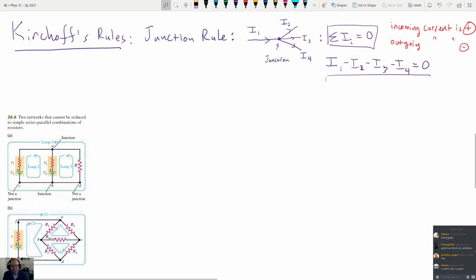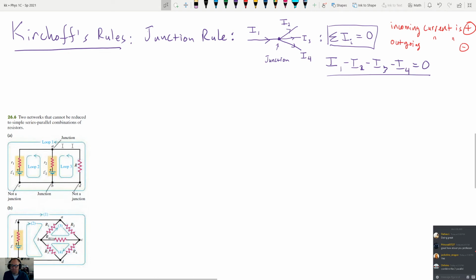Let's look at these 2 circuits right here. There's a lot of lines drawn in here, and I know that's confusing, but what we have in this circuit is an EMF source E1, another EMF source E2. Again, these are just batteries or power sources. This EMF source has an internal resistance little r1, this one has an internal resistance little r2, and they're both connected up to a resistor that's just called R here. Note that the caption here says 2 networks that cannot be reduced to simple series parallel combinations of resistors.